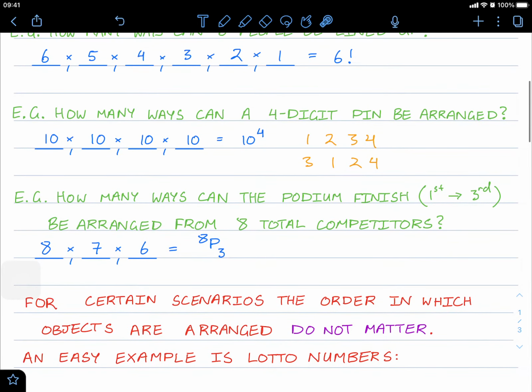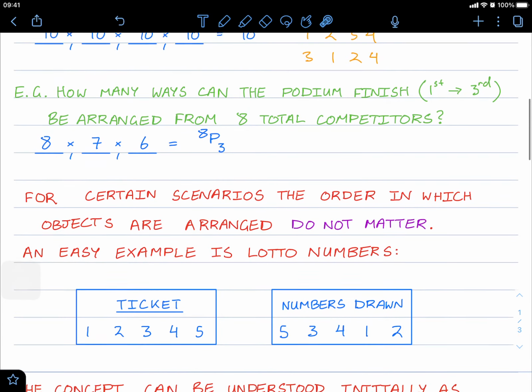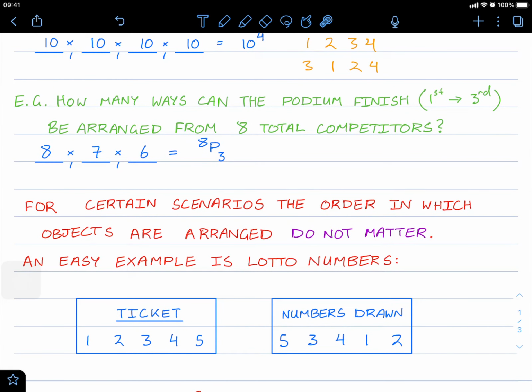Now for certain scenarios, the order in which the objects are arranged does not matter. A very easy example is lotto numbers. Let's say you buy a ticket and your numbers are 1, 2, 3, 4, 5. Later in the week, the numbers that come out on the screen are 5, 3, 4, 1, 2. In this case, this ticket is a jackpot winner because all the numbers are matching. Even though the order is not exactly the same, it doesn't matter in this situation. In this situation, order does not matter.